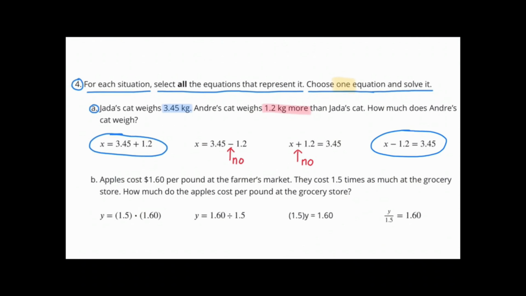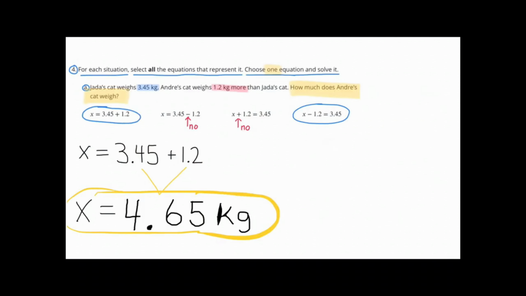They're asking me to choose one equation and solve it. I'll go ahead and solve for the first equation. X equals 3 4/45 plus 1 2/10. 3 4/45 plus 1 2/10 equals 4 65/100. Andre's cat weighs 4 65/100 kilograms.